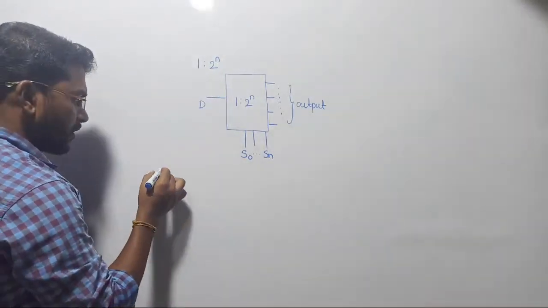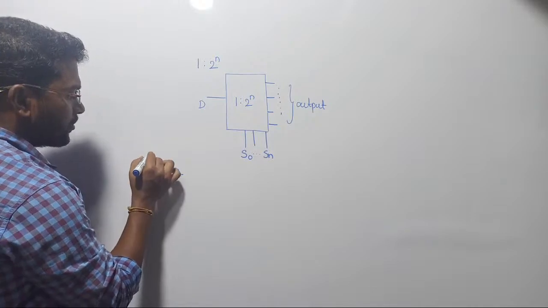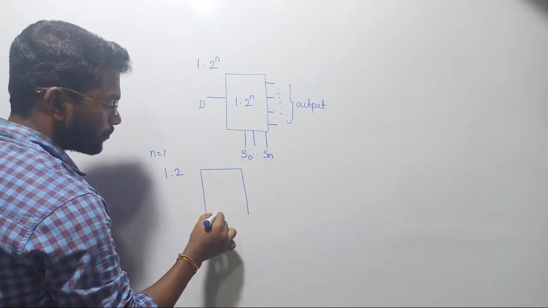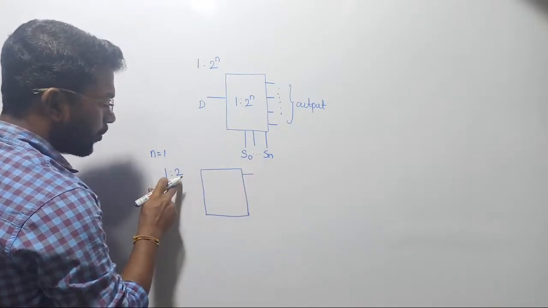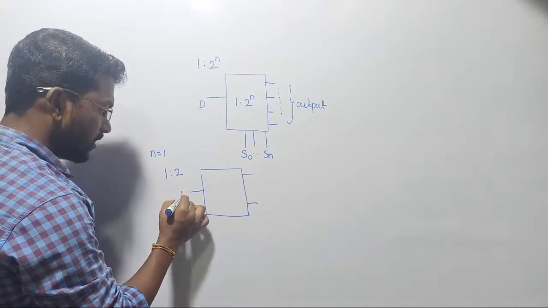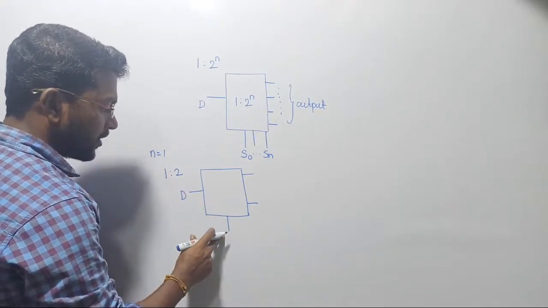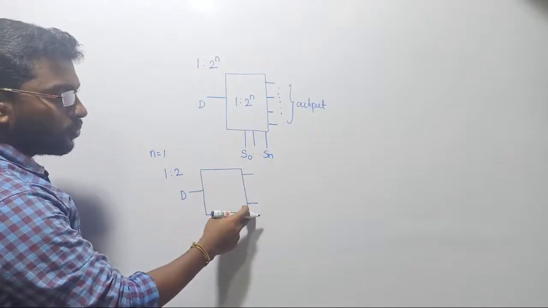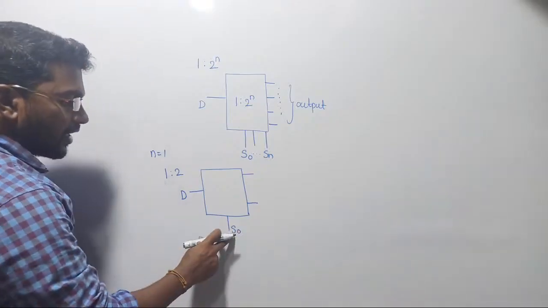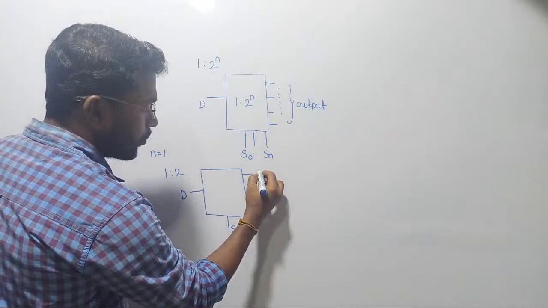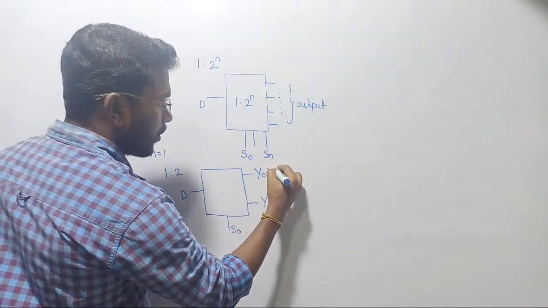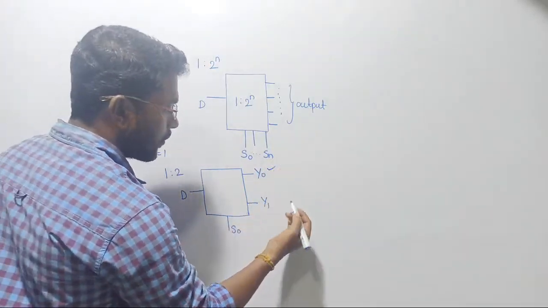Let us design. First we are going to design the 1:2 demultiplexer. It means I'm considering n equal to 1. Then how many output lines are required? 2 output lines, whereas only 1 input line. So this is the input line D. In order to produce 2 outputs, I need 1 selector line, that is 1 data selector. So let me consider only S0. In the output side, let me consider 2 output pins, Y0 and Y1. When S0 is 0, automatically Y0 will be enabled. When S0 is 1, automatically Y1 will be enabled.